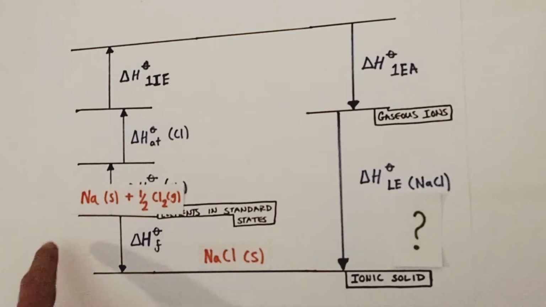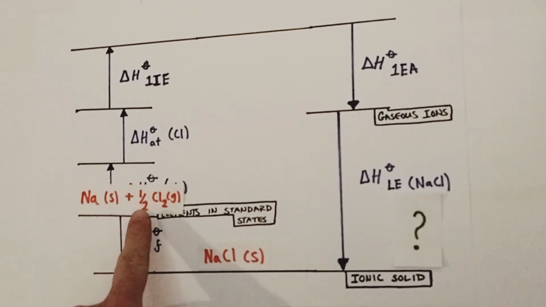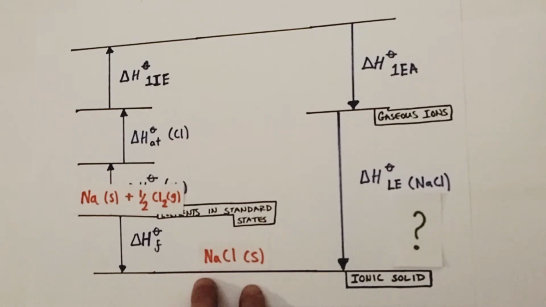Why haven't I just written Na plus Cl2? What's the requirement for that half value here? Well, it's because we have to make sure we are creating the correct formula for our compound, which is NaCl, a 1-to-1 ratio of sodium ions to chloride ions.